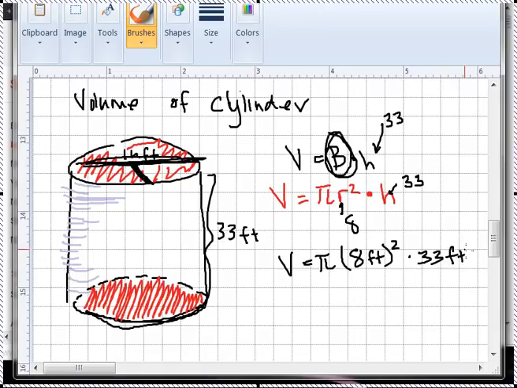First of all, you need to do the parentheses. So that's 8 squared. What's that? Multiply that by 3.14 and multiply that by 33. All right, so 64 times pi times 33 is, what's your answer?